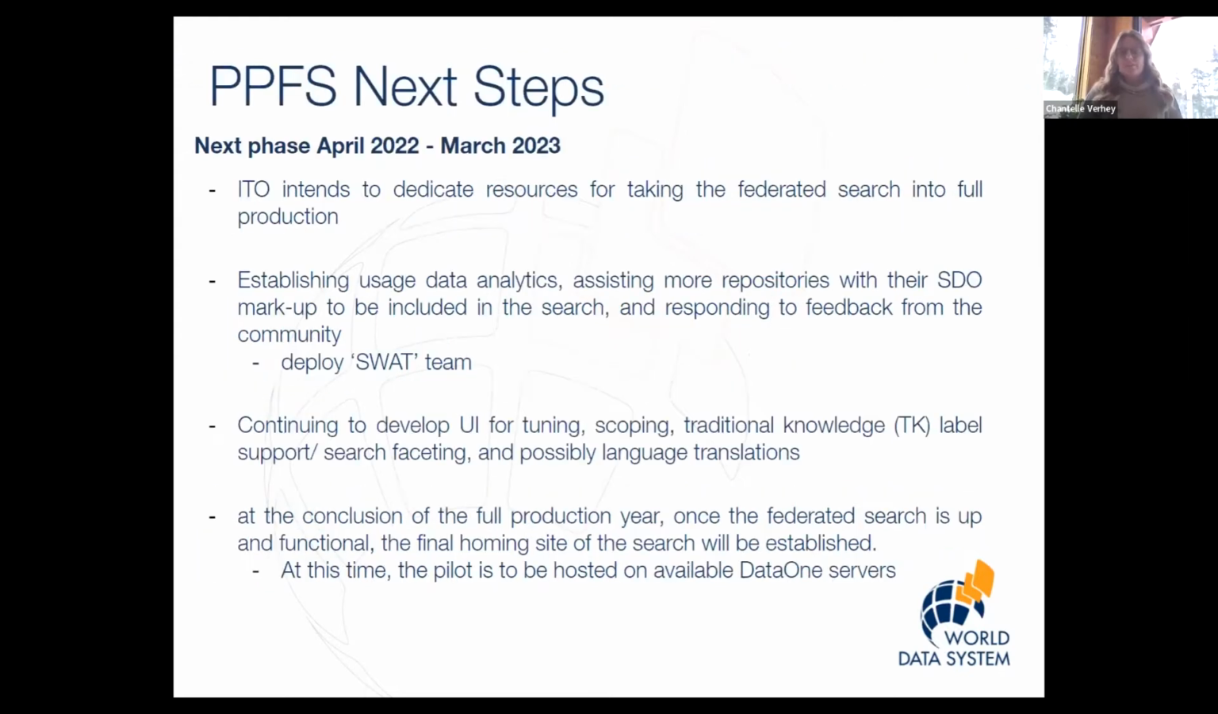So the next steps of our federated search, we intend to dedicate resources to taking the federated search from pilot to full production. We want to establish some usage data analytics, so assisting more repositories with their schema.org markup to be included in the search. Continue to develop the UI for tuning, scoping, including traditional knowledge label support, and search faceting. And then at the conclusion of the full production year, once a federated search is up and functional, the final homing site will be established. At this time, Data One is being more than kind to us and with helping us set up our pilot and allowing us some server space.